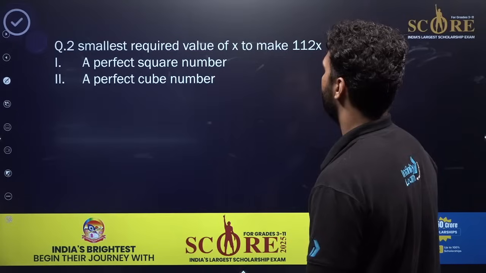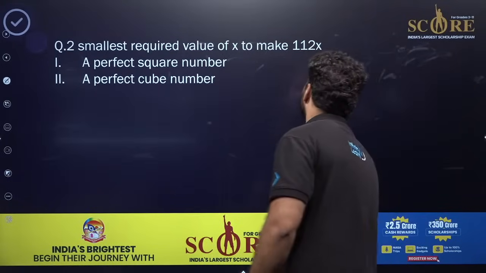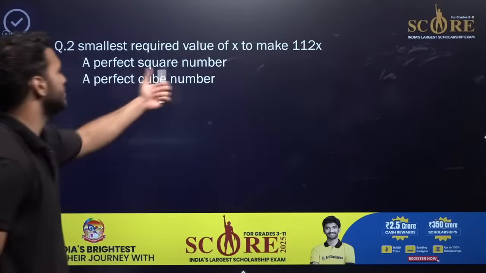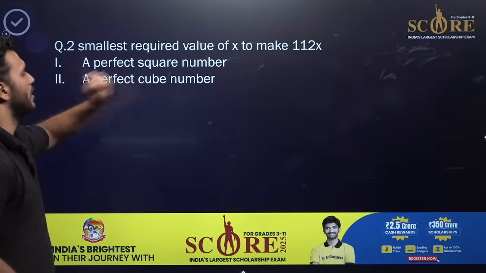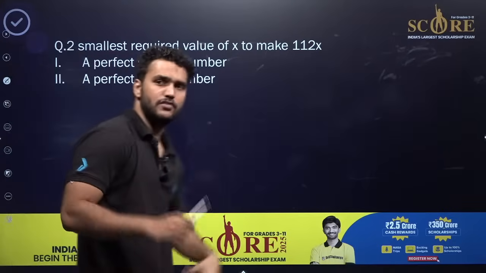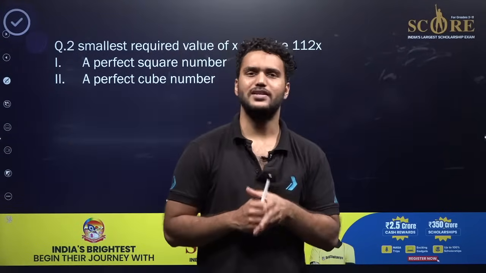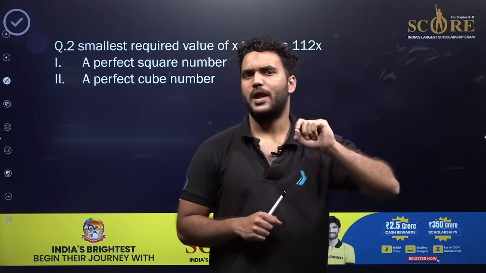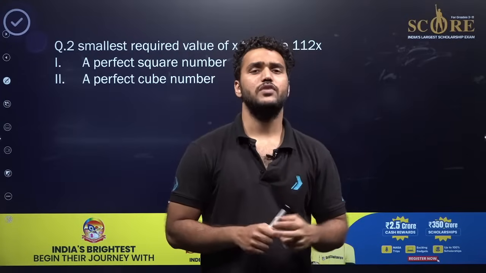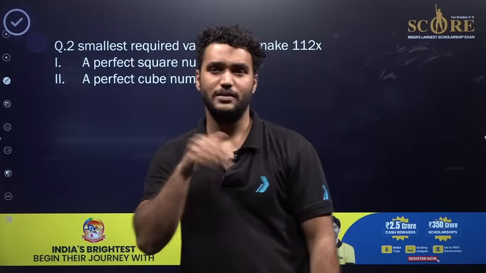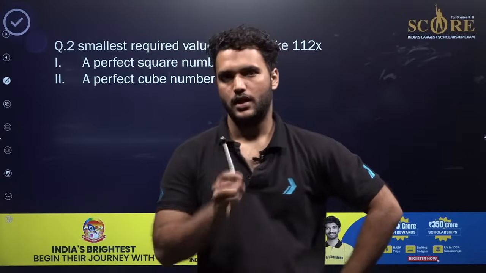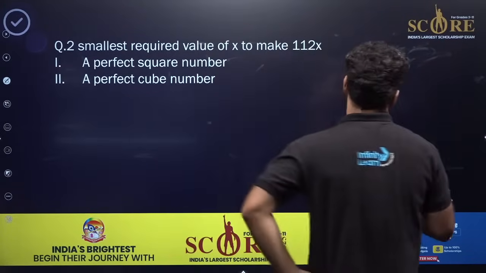Smallest required value of x to make 112x a perfect square number and a perfect cube number. First talk about the square number. See, if I give you any square number, and if you do a prime factorization of that number, you will get every prime number in pairs of 2. What does it mean, sir?